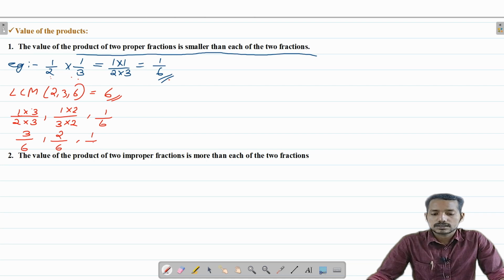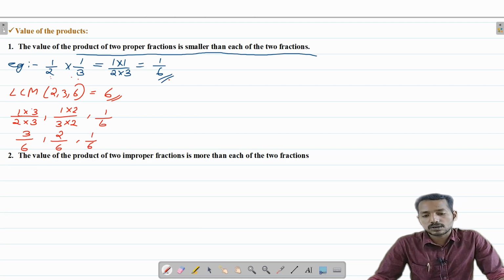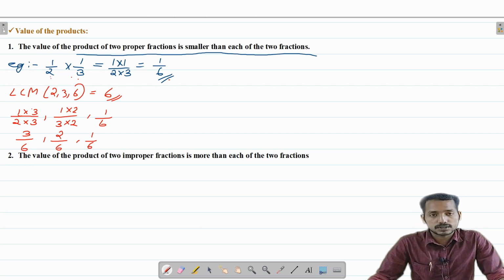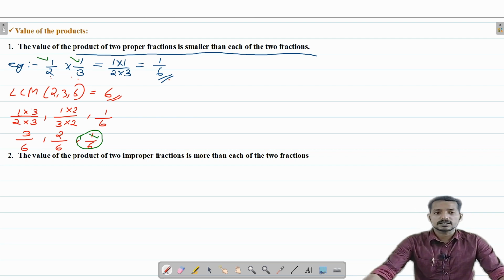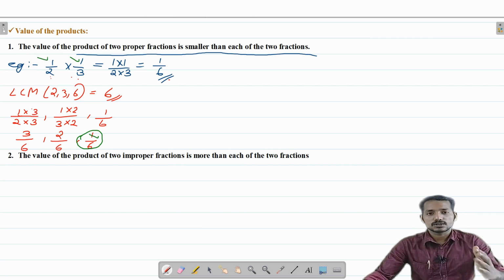Then 1 by 6. So now we have represented all these fractions in terms of the same denominator. Now compare the numerators. 1 by 6 is smaller than 2 by 6 and 3 by 6. So 1 by 6 is less than 2 by 6 and 3 by 6. Ultimately, 1 by 6 is less than 1 by 3 and 1 by 2. That means the product 1 by 6 is less than each of the fractions 1 by 2 and 1 by 3.